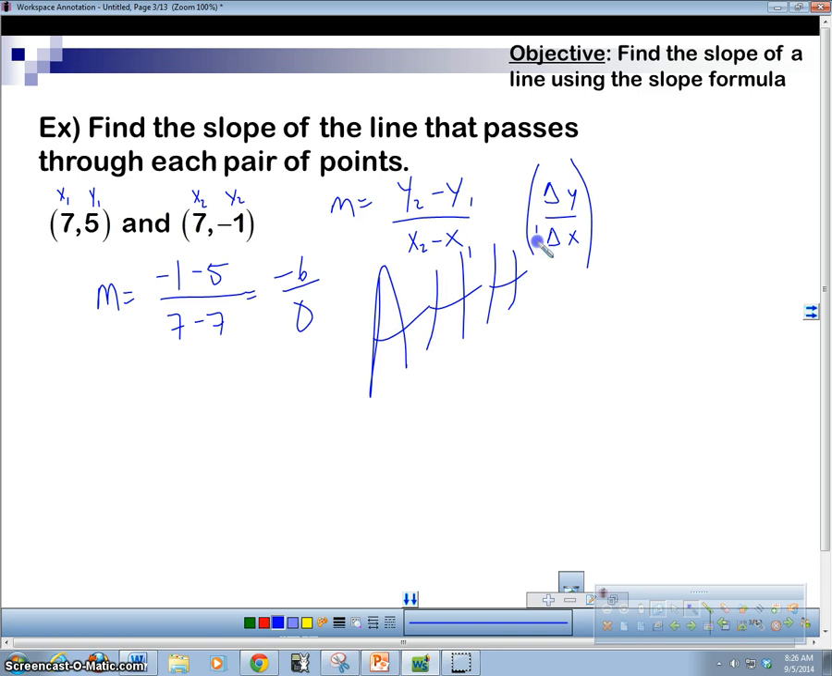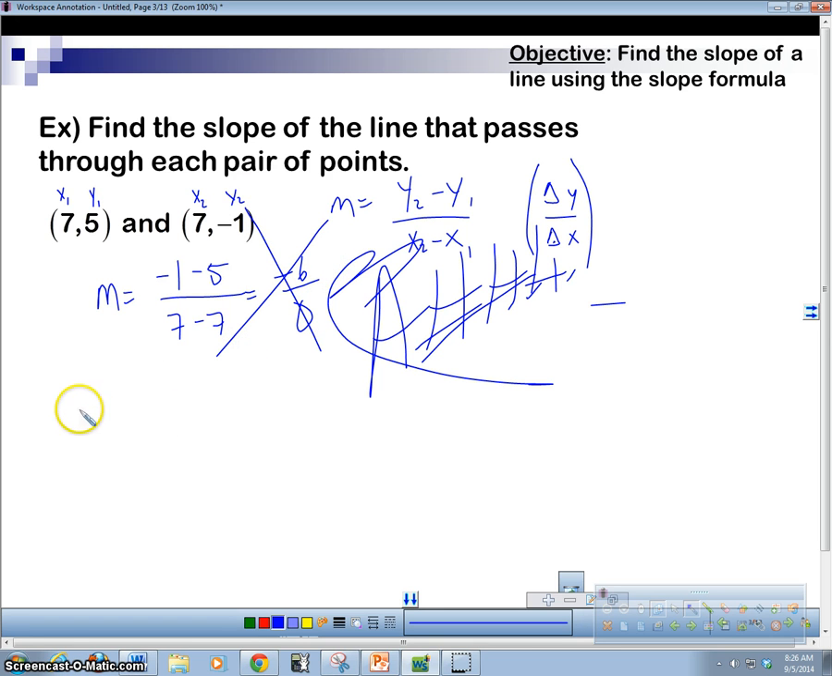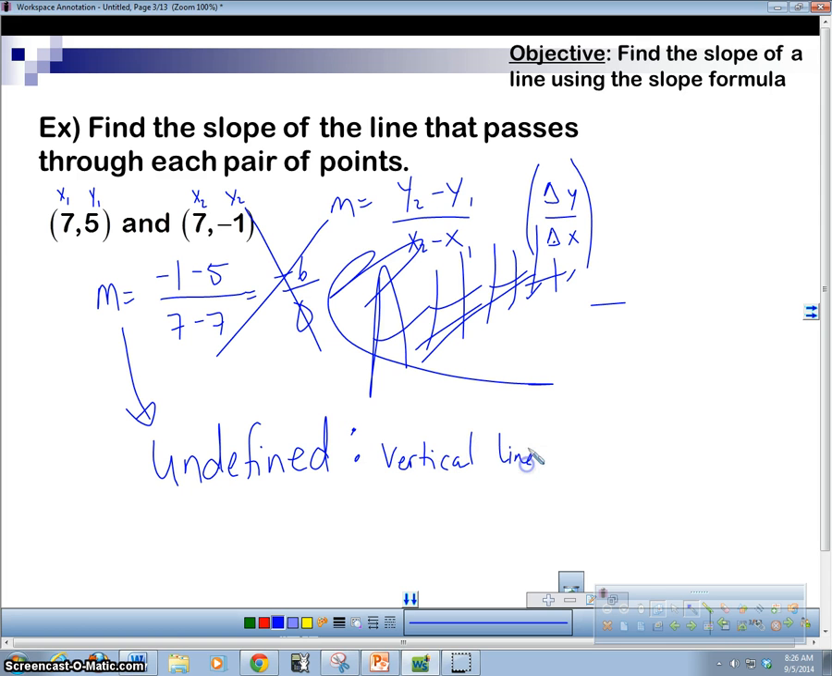That doesn't work. We can't divide by 0. You can't divide by 0, you'll destroy the earth. So don't do it. So what happens if you divide by 0? We get a slope called undefined. Okay, undefined slope. It's not no slope, it's undefined. And what that means is that I have a vertical line. So don't forget that. Let's take a look at another example here.